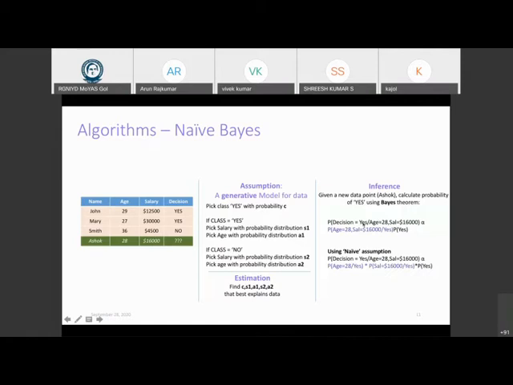Now, how will we do that? We'll use the Bayes theorem to say that P of A given B comma C is proportional to P of B comma C given A into P of A. This is what the Bayes theorem is, right?